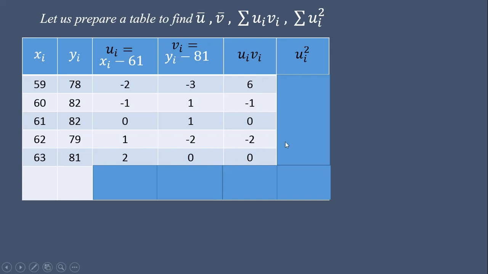Okay. Now the last column, ui square. These are the values of ui and we write their squares here.